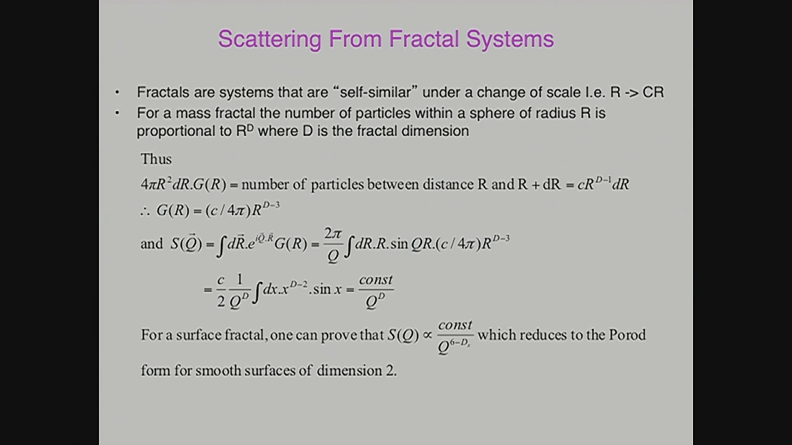It doesn't go as q to the minus 4 if the surface is fractal, or if the particle itself is a mass fractal. So be careful. If you're doing a SANS experiment and you go up to high q and you plot the log of the scattering against q and the slope isn't minus 4, you have some sort of fractal in your system. And there are ways of deducing what the fractal dimension is from the slope. On the other hand, if it's curved, then you're probably not measuring a fractal. It needs to be a straight line.